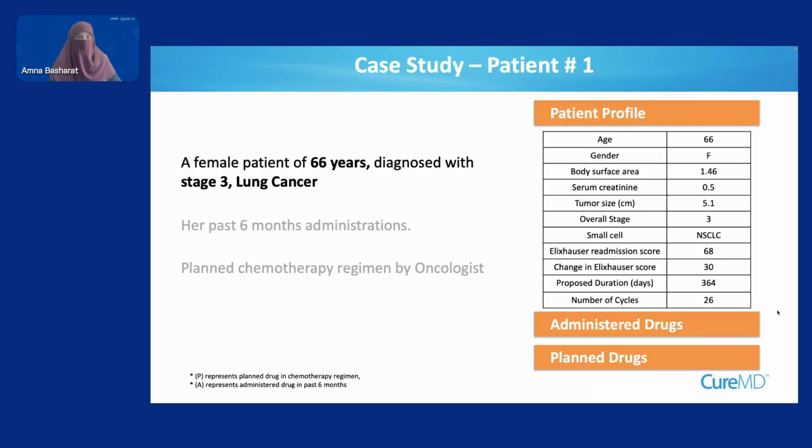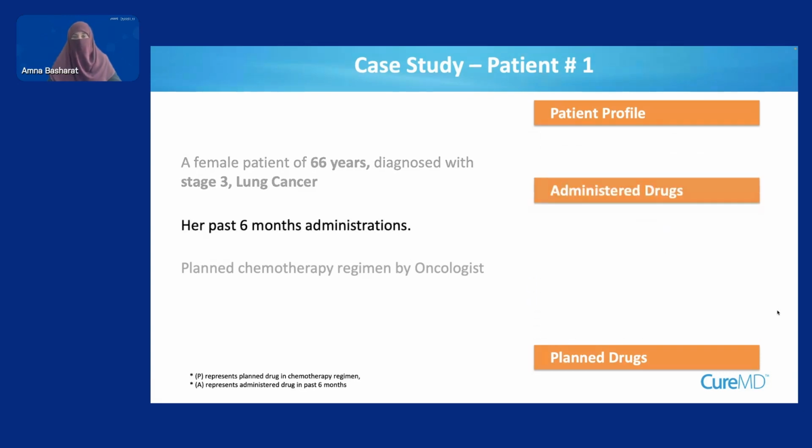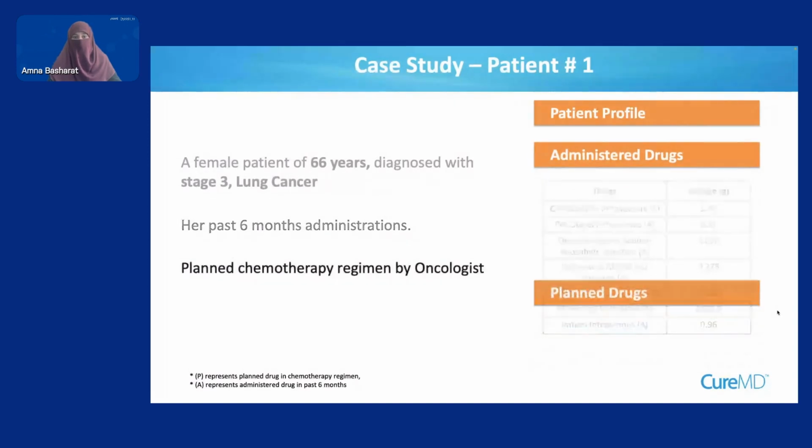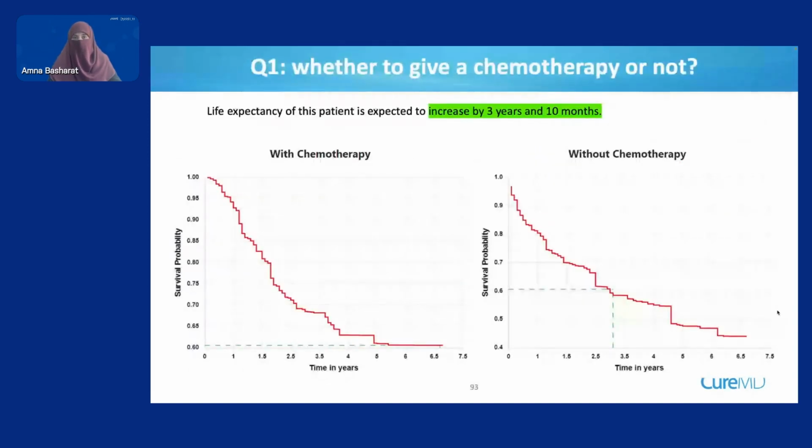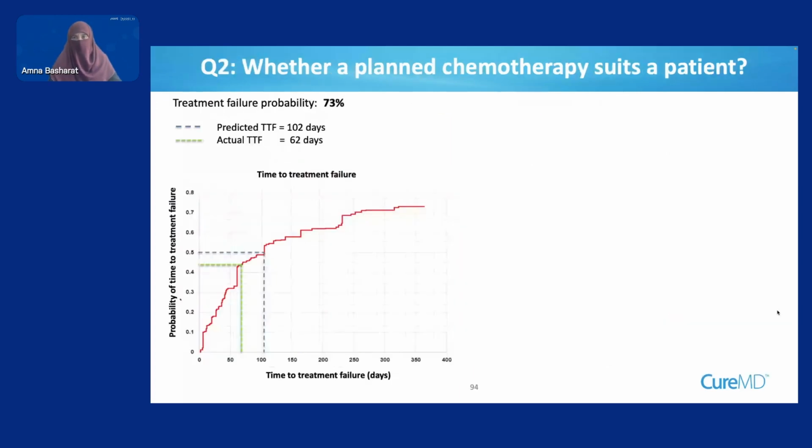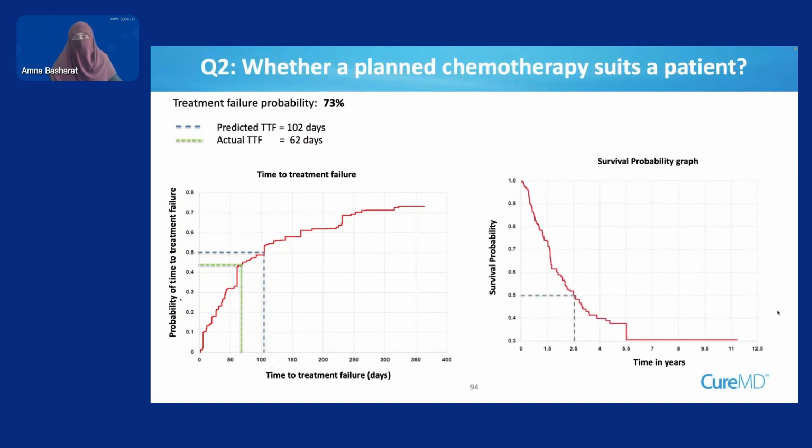So, a short case study: a female patient of 66 years diagnosed with cancer, her past administered drugs, and her planned chemotherapy regimen. Medical Mind is able to answer questions such as whether the chemotherapy is going to be effective or not. From this graph, we can see that with chemotherapy, the life is expected to increase by 3 years and 10 months. The second question it is able to answer is whether the planned chemotherapy is going to suit a patient or not. So what is the treatment failure probability? And what is the survival probability as well?